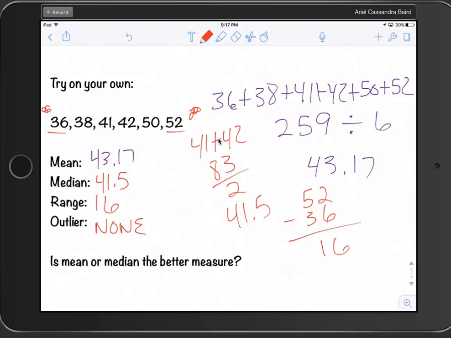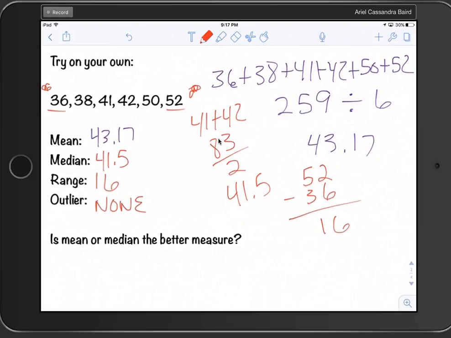All right. And then to decide, is mean or median the better measure? In this data set without an outlier, the mean of 43.17 will be more accurate than the median of 41.5. Again, if you do have an outlier, then the median would be the way to go. Range is the range of numbers, so from the least to the greatest. All right, if you have any questions, then let us know. We'll be happy to help you.